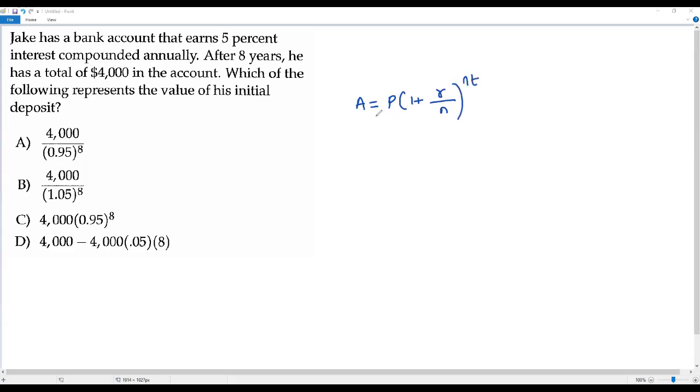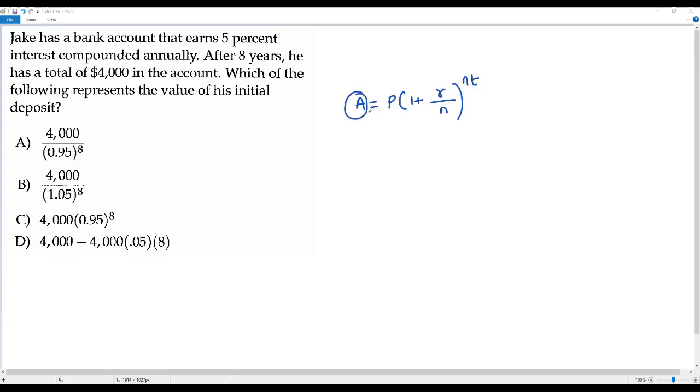Here, let's understand the components of the formula. This A represents the final value of the deposit, and this P represents the principal or initial value of the deposit. This r is the rate of interest that can be written in decimal. This n represents the number of times interest is compounded annually, I mean per year. And this t represents the time period of the investment in years.